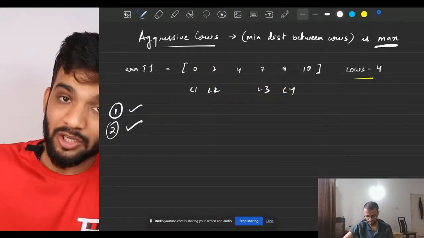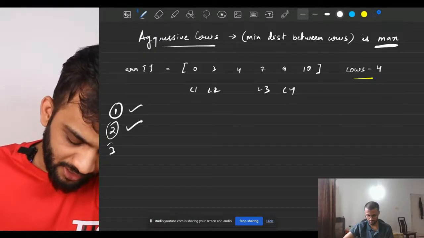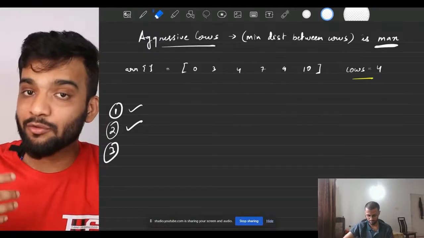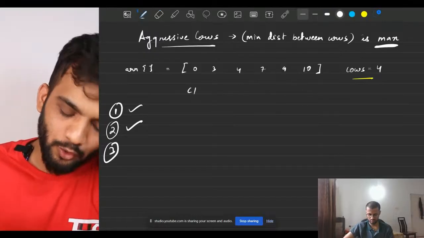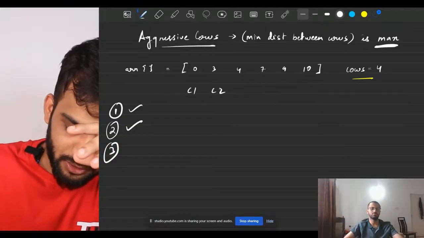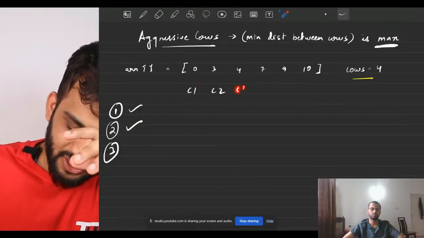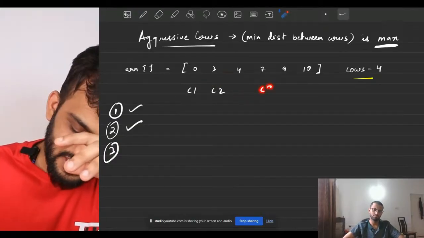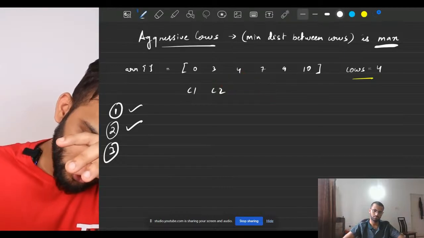But what am I looking for? I'm looking for big numbers. So now I'll have to try with 3. Let's try with 3. C1 goes here. Can C2 go here? Yes, because the distance is 3. Can C3 go here? No, because the distance is 1. Can C3 go here? Yes, because the distance is 4. So C3 will go here.